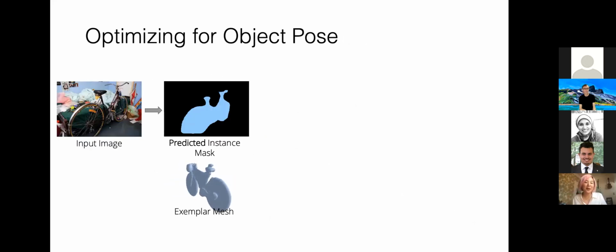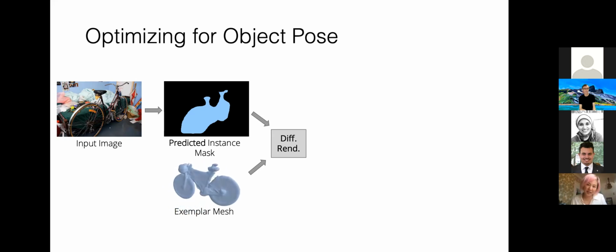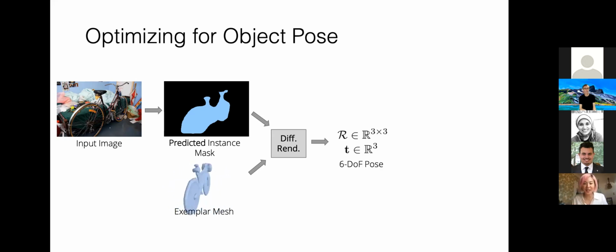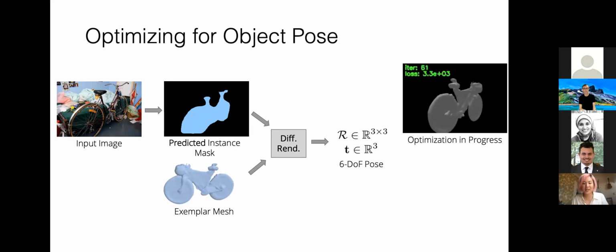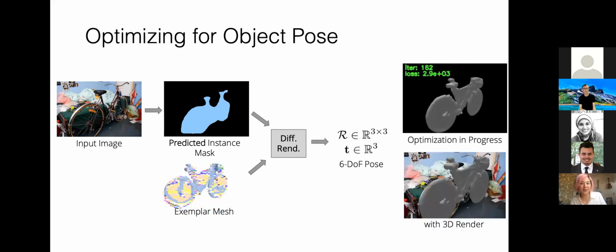Actually, if there are multiple exemplar meshes per that category, then we just try all of them and see which one minimizes the differentiable rendering loss the most. So we have this instance mask and this exemplar mesh, and then you just do it just like SMPLify. You optimize for these parameters, and then you start from somewhere, and then it gets in there. As you might know, optimization is very, very sensitive to initialization, and so we have to initialize it with many different poses, and then we pick the best.